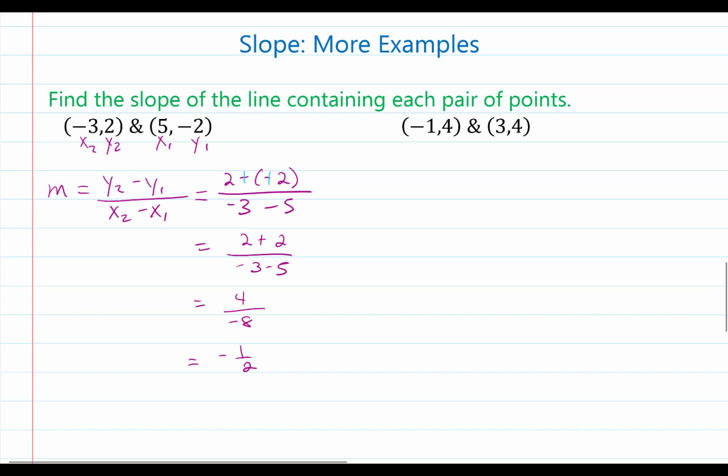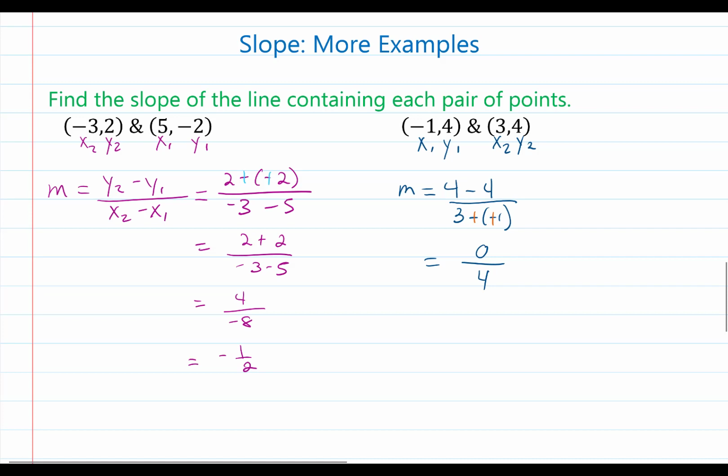Now let's go to our second set of ordered pairs, and I'm going to assign positive 3 as x sub 2, which means positive 4 must be y sub 2. That means also that x sub 1 must be negative 1, and y sub 1 has to be positive 4. Now using my slope formula, I have m is equal to 4 minus 4 in the numerator, and in the denominator, when you simplify the double negative, you'll have positive 4.